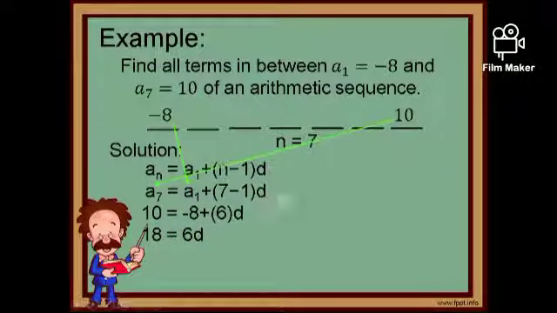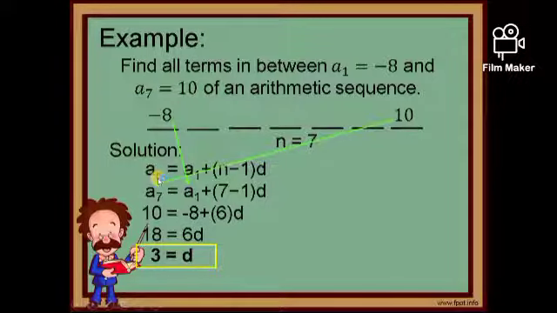This -8 plus 8 is cancelled out. Next is divide both sides by 6. This becomes 18 divided by 6 is 3 equals 6d divided by 6 is just d. So we have the common difference of this arithmetic sequence is 3. Now, solving for the remaining terms using the general formula for arithmetic sequence.